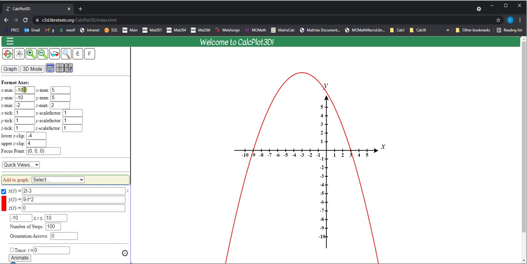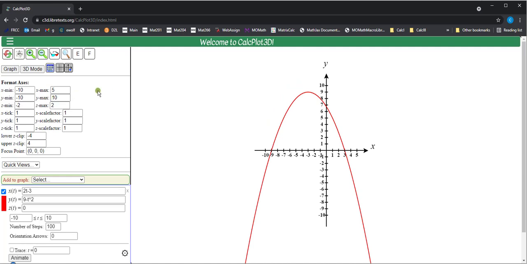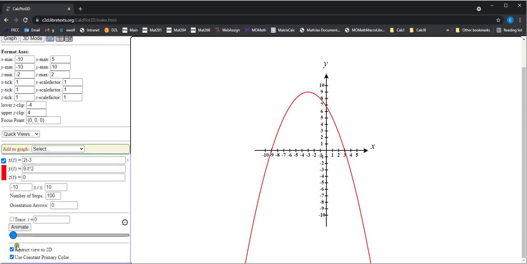And maybe you anticipated that. And let me make this go out a little. That's kind of bothering me. Let's make this go out to y equals 10 as well. There. Okay. And so there's the graph of this vector valued function, restricted to 2D. I click that to restrict us to 2D.